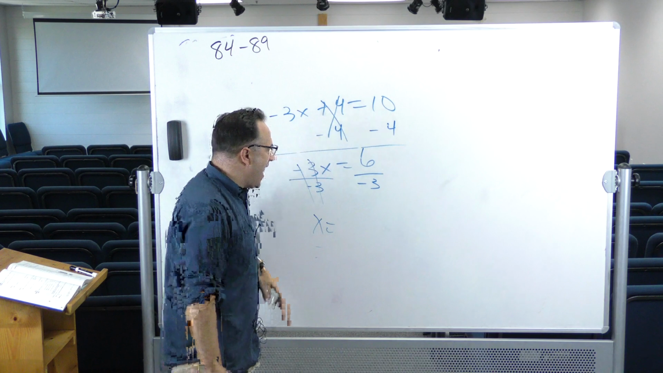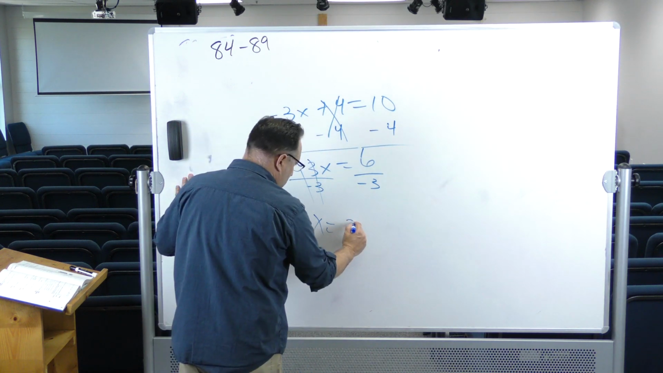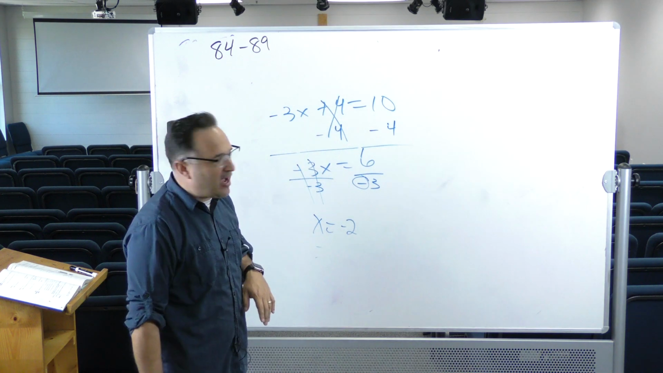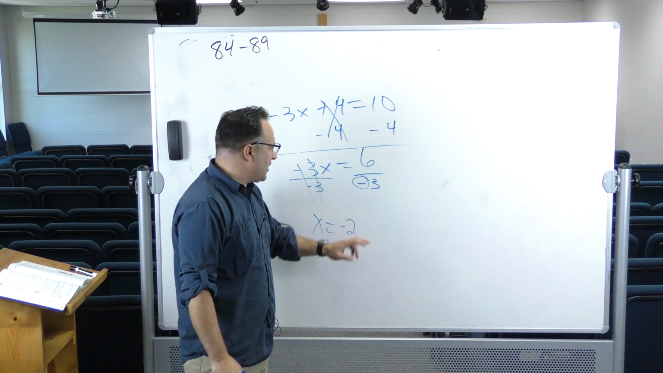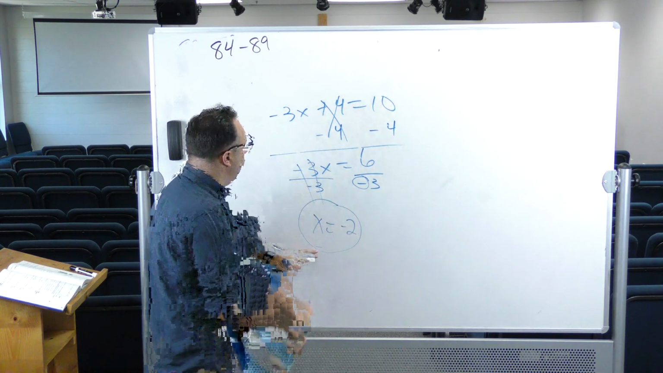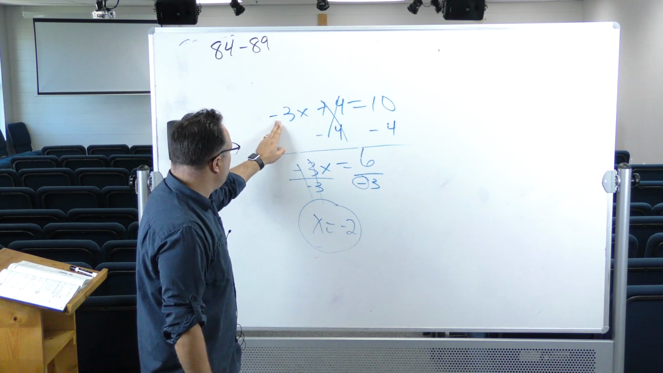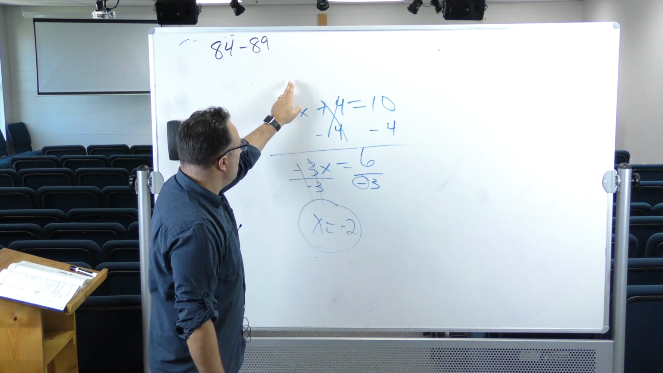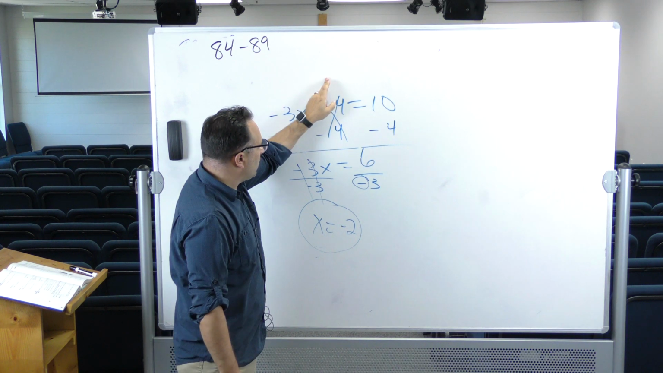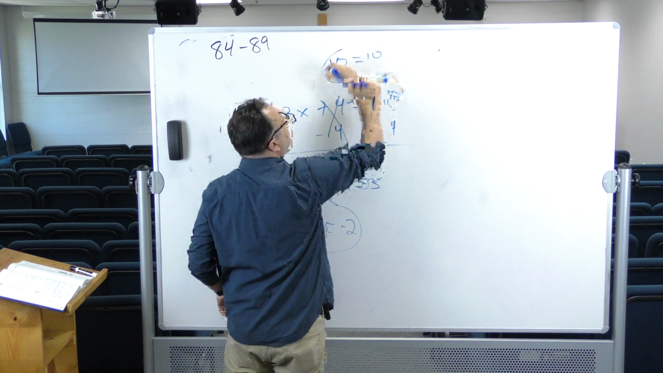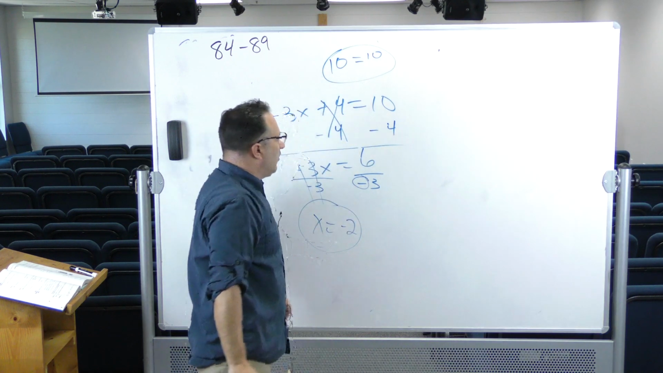6 divided by a negative 3 is 2 negative, because there's an odd number of negative signs. 6 divided by 3 is 2. There's an odd number of negatives, so your answer is negative 2. Again, you can always plug this back in. A negative 3 times a negative 2 is a positive 6. Positive 6 plus positive 4 is 10, and 10 equals 10. That's how you check your work. You know your answer is correct.